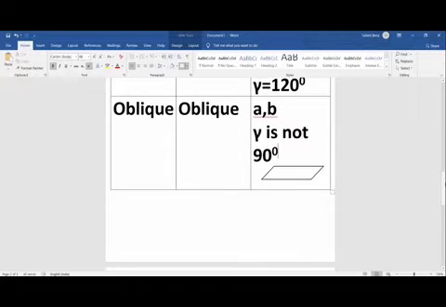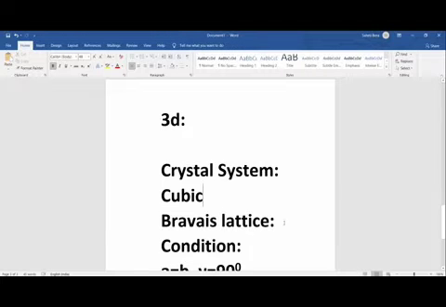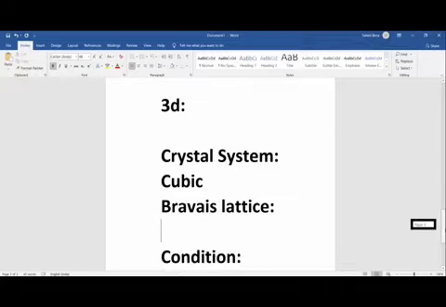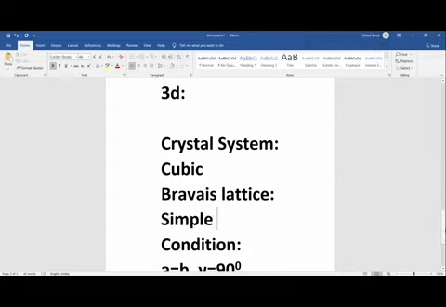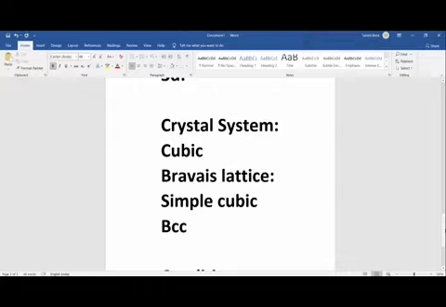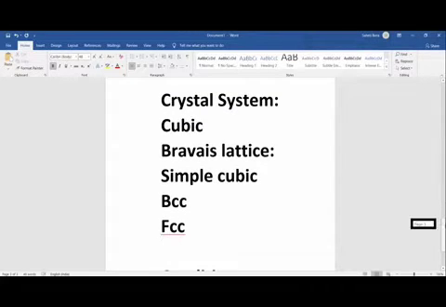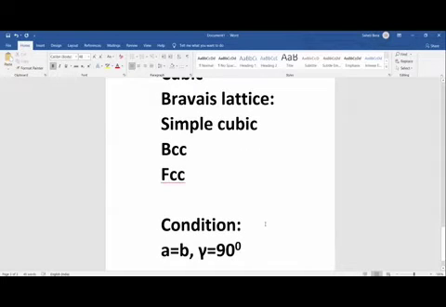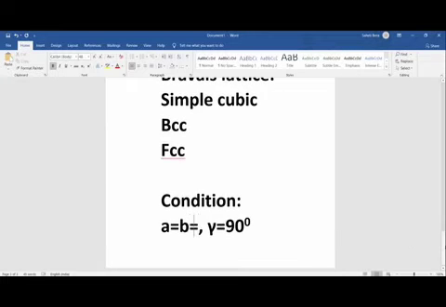Next, we will talk about the crystal system in 3D. In 3D, there are seven types of crystal system and 14 Bravais lattices. In the cubic crystal system, the Bravais lattices can be of three types, as you already know. First is simple cubic, second is body centered cubic or BCC, and next is face centered cubic or FCC. The condition is a equal to b equal to c, and alpha equal to beta equal to gamma equal to 90 degrees.